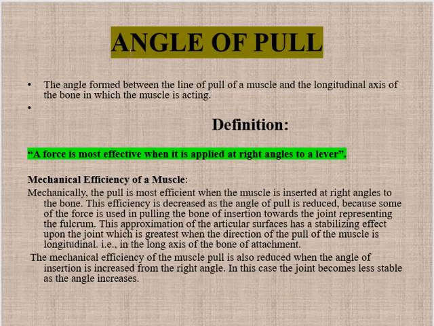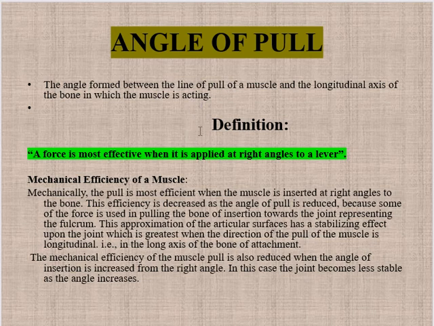No, what is angle of pull? Angle of pull: the angle formed between the line of the pull of the muscle and the longitudinal axis of the bone in which the muscle is acting. This is the angle of pull.